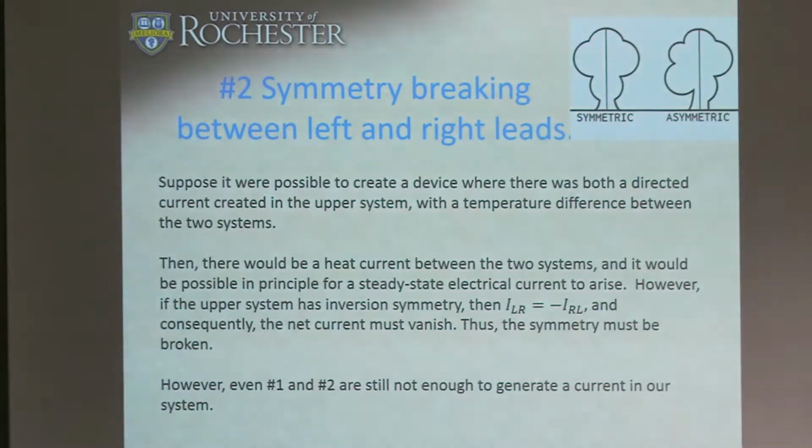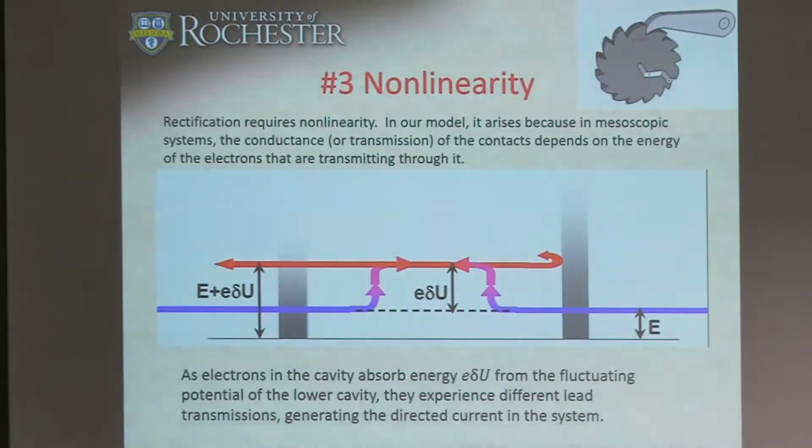And then the third ingredient is, even if I have 1 and 2 together, I need to have some source of nonlinearity. This Brillouin diode is a little bit like Feynman's ratchet, which he discusses in his lecture series. So you have to have this source of asymmetry or nonlinearity as well. Okay, so in our model, where does this nonlinearity come from?